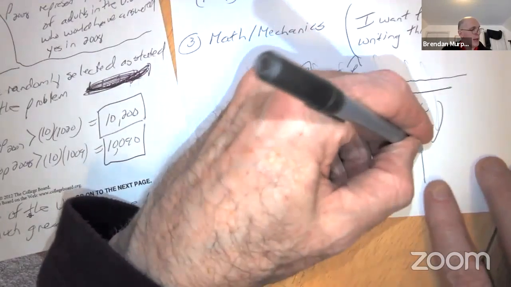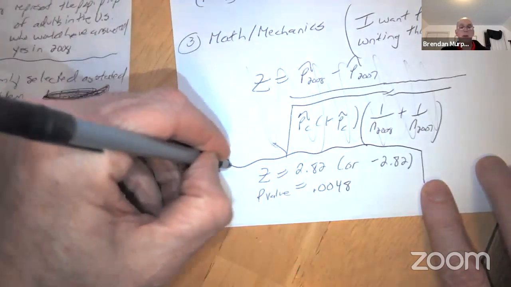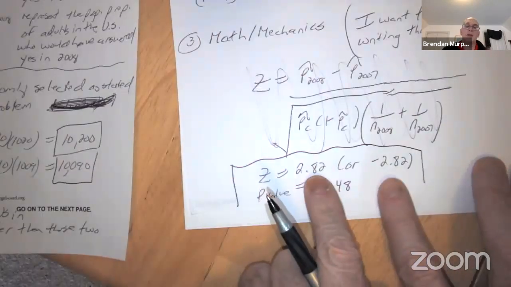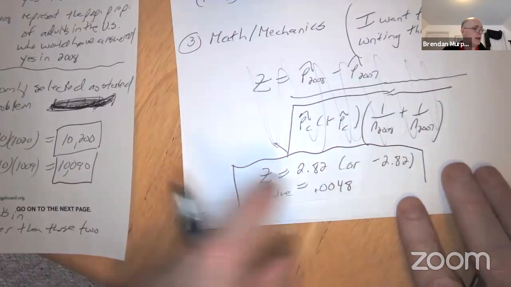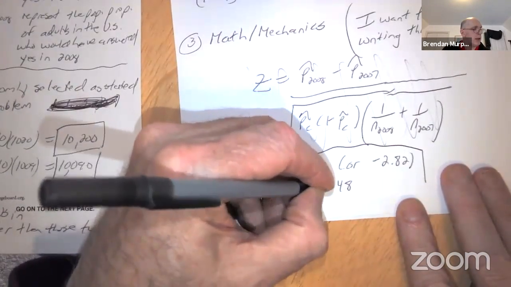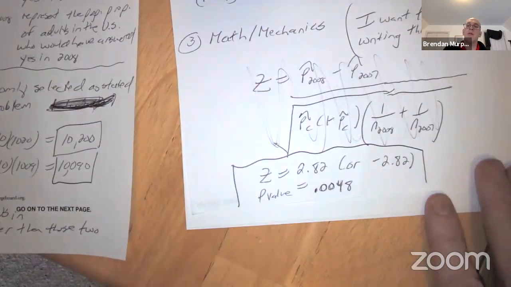So I wrote those down here in my paper. Again, if you had either the positive or the negative, it just meant you subtracted differently than I did. My p-value is 0.0048. Well, that's pretty small. I think I know what my conclusion wants to be.